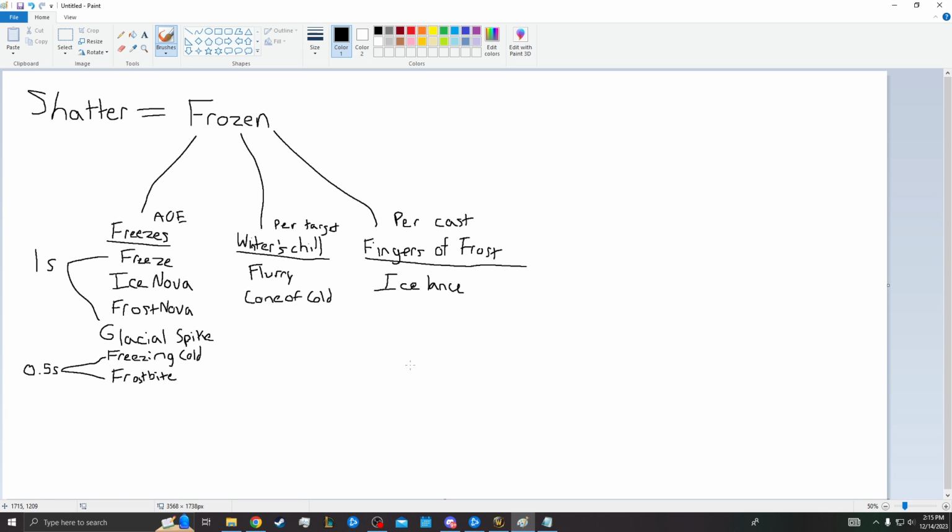Alright, so now we've explained all these things, and they all do the same thing, right? It's just how we use them in the rotation that depends on their ability to be useful, right?